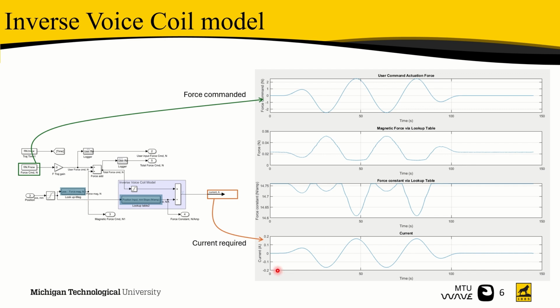Further, we also use that particular model as an inverse voice coil model, where we command some force value and for that we get the current value, and we use that model in the controls part. That lookup table goes up here, and in that lookup table we give the position data and we get the force constant value. From this end we come up with the total force command, and then we divide it to get the current output, and that's what we use in our controls model.